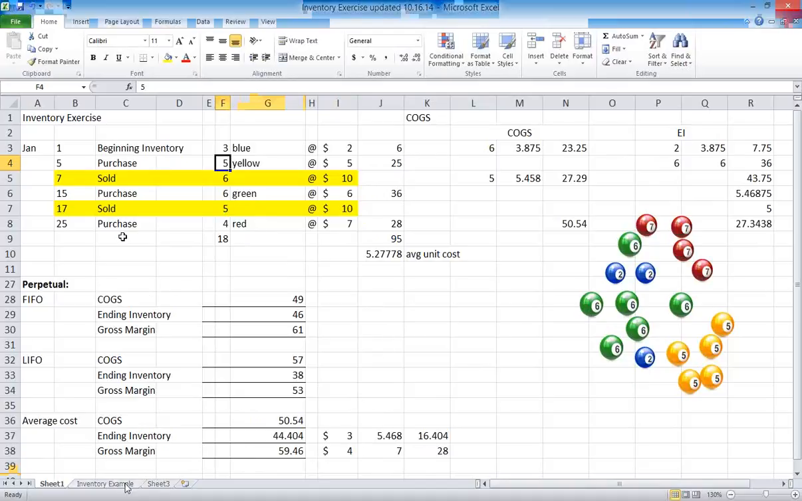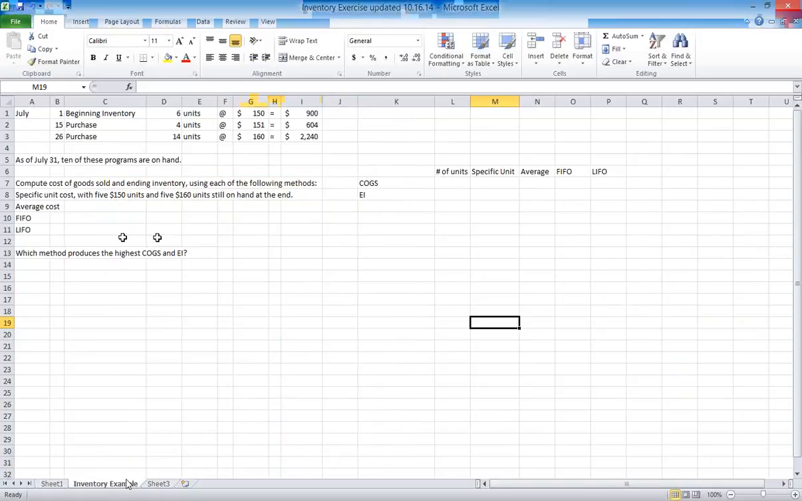Then here's an inventory example that's actually straight from the homework. Okay, you were given some information about beginning inventory, a purchase, and then another purchase. Does this look familiar to anybody? It wants to know as of July 31st, and maybe I can make this a little bigger.